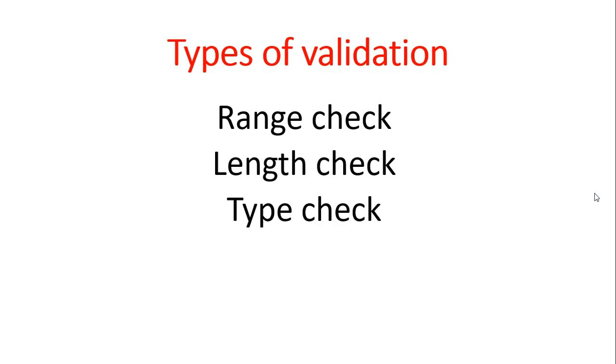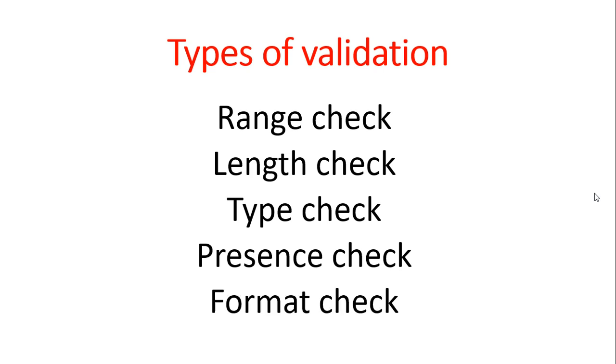Type check. This is a type of validation that checks the data is of the correct data type. For example, you are entering a string in a name field and not integers. Presence check. This is a type of validation that makes sure that the data has been entered. So something like a key field, like a password, you cannot leave empty.